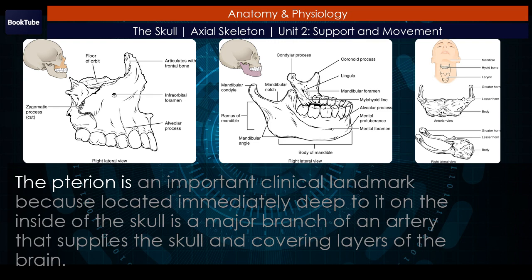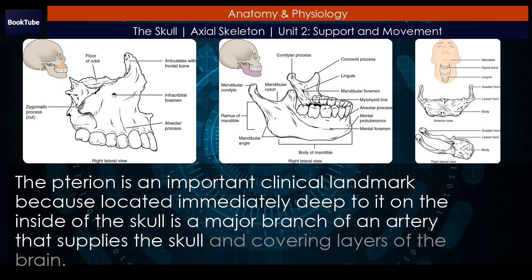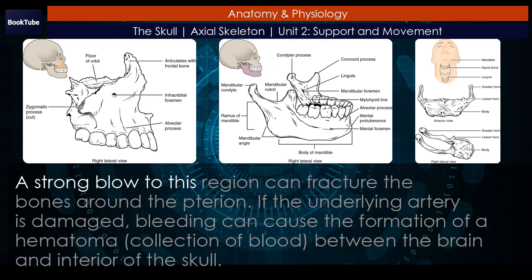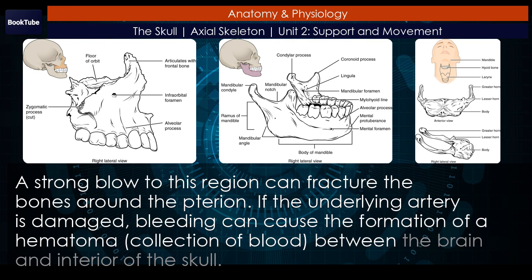The pterion is an important clinical landmark because located immediately deep to it on the inside of the skull is a major branch of an artery that supplies the skull and covering layers of the brain. A strong blow to this region can fracture the bones around the pterion. If the underlying artery is damaged, bleeding can cause the formation of a hematoma, collection of blood, between the brain and interior of the skull.